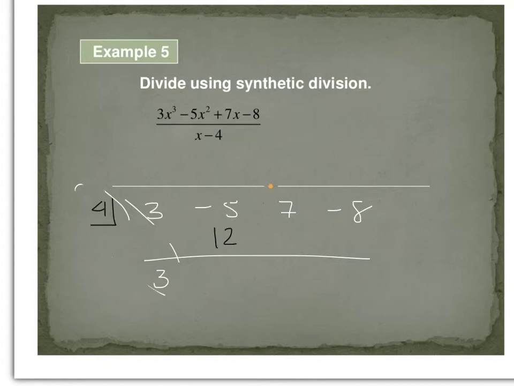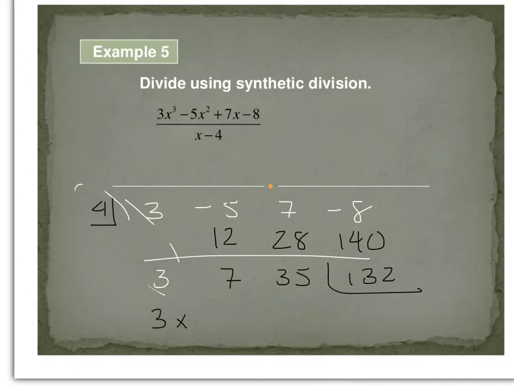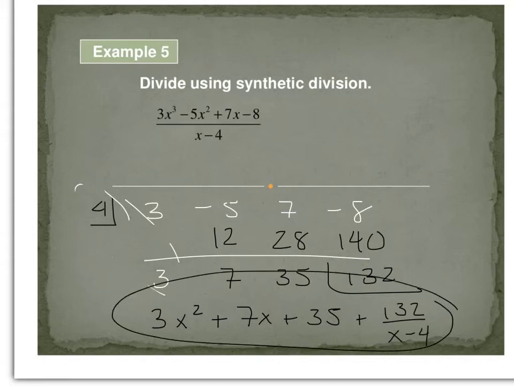Negative 5 plus 12 is 7 times 4 is 28 plus 7 is 35, and 35 times 4 is 140. Okay, and then my remainder is 132. Okay, and we're going to depress it because we started with the third power. Our answer is going to be 3x squared plus 7x plus 35 over our remainder over what we were dividing by. And that is our answer.